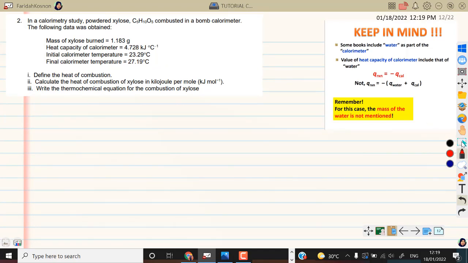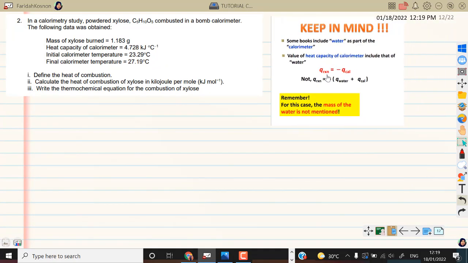Okay, actually, jangan risau. You tengok dekat sini. Actually, dalam nota awak ada. Okay, some books, some international book, include water as part of the calorimeter. Ada setengah buku international ni, dia anggap air tu ataupun mengambil kira water tu adalah sebahagian daripada calorimeter. So, bila assumption ini, maksudnya air itu adalah sebahagian daripada part of the calorimeter, the value of heat capacity of calorimeter include that of water. Maksudnya capacity of calorimeter tu telah termasuk air sekali.